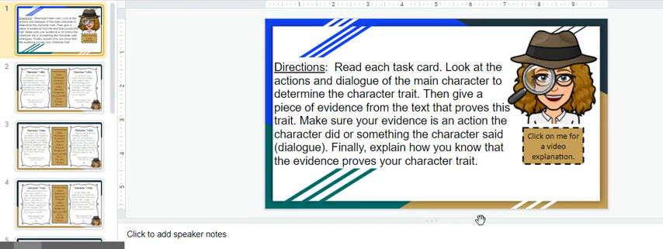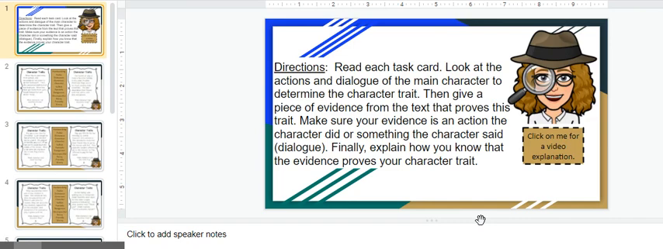Okay, so here are the directions. Read each task card. Look at the actions and dialogue of the main character to determine the character trait. Remember, we talked about that in class, how the actions and dialogue of the character are your evidence. Okay, then give a piece of evidence from the text that proves this trait. Make sure your evidence is an action the character did or something the character said, dialogue.